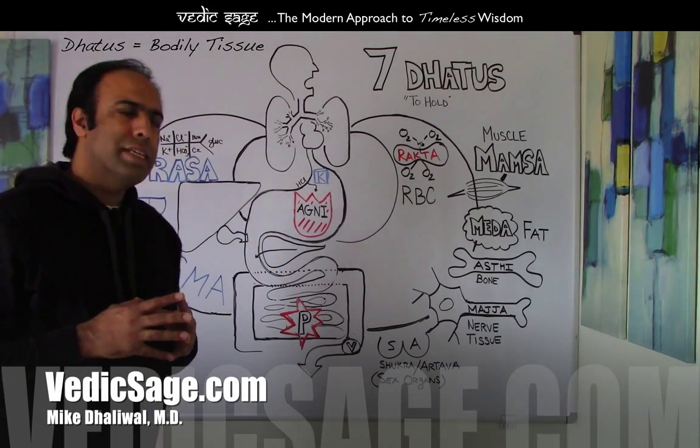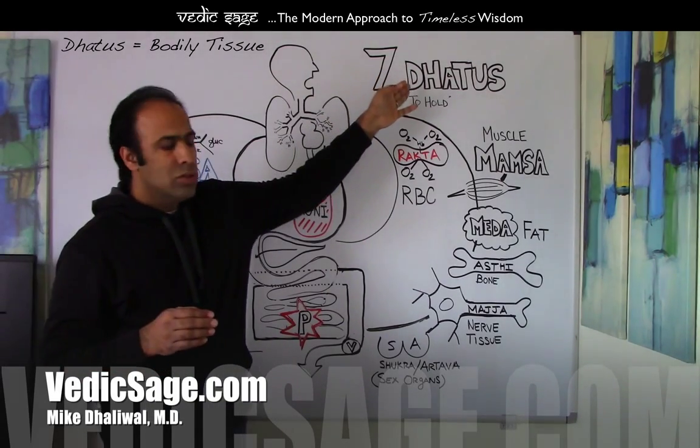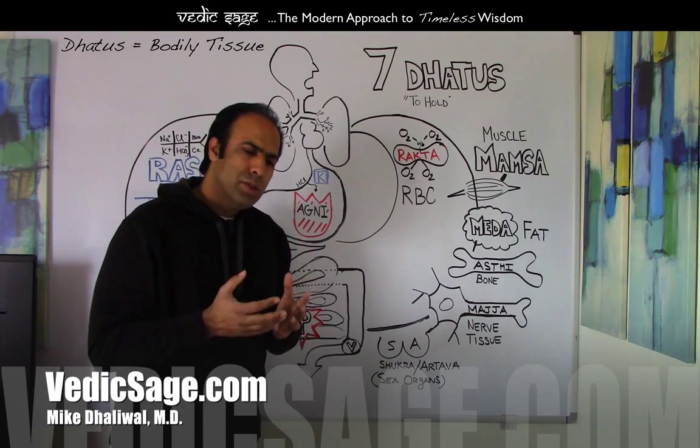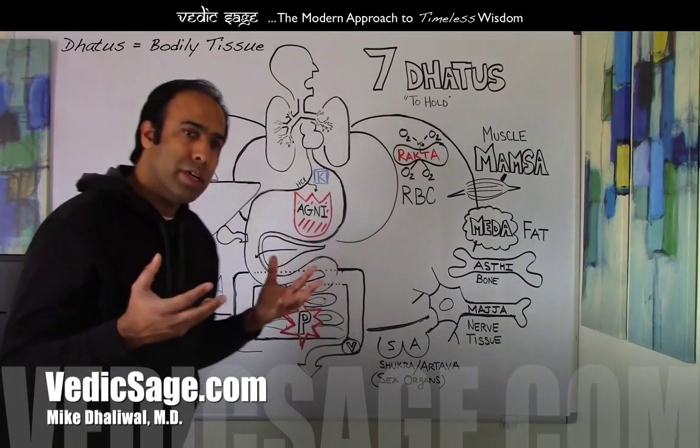I'm Dr. Dhaliwal. Today we're going to be taking a look at the Dhatus from an Ayurvedic perspective. So Dhatus comes from the root word dha, which means to hold or to contain. So Dhatus are the tissue that holds and contains the actual structure of the organs within the body.